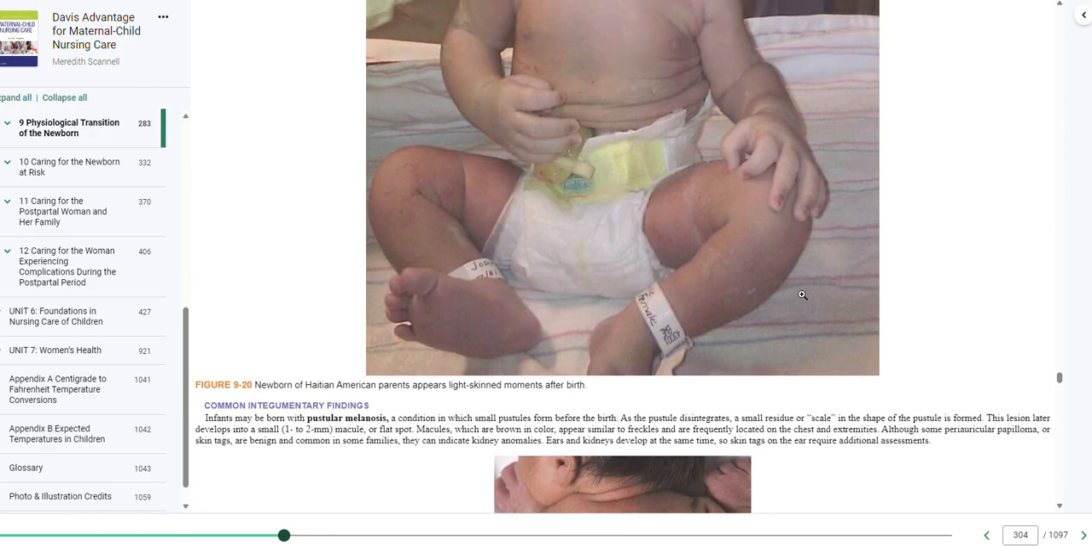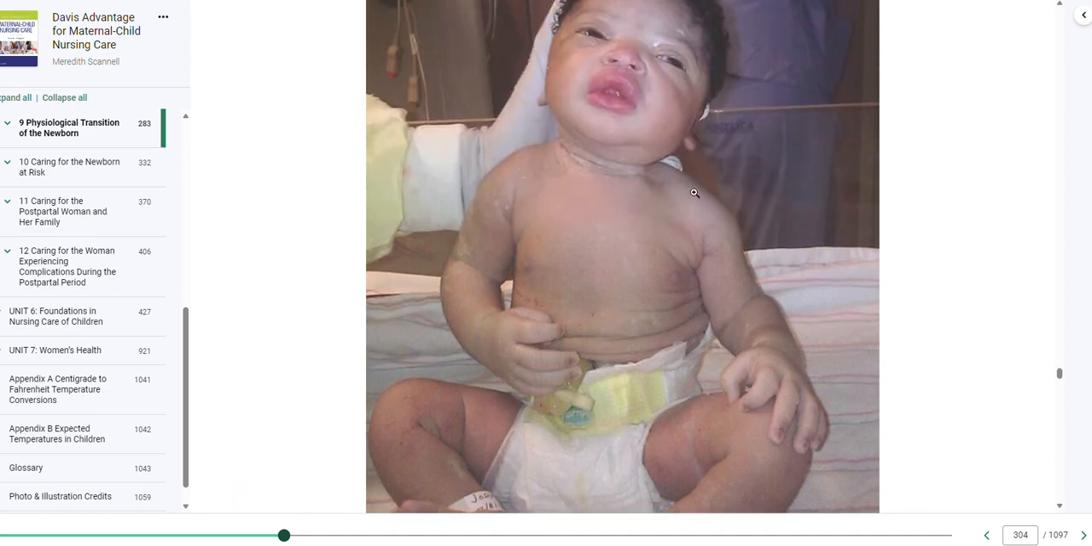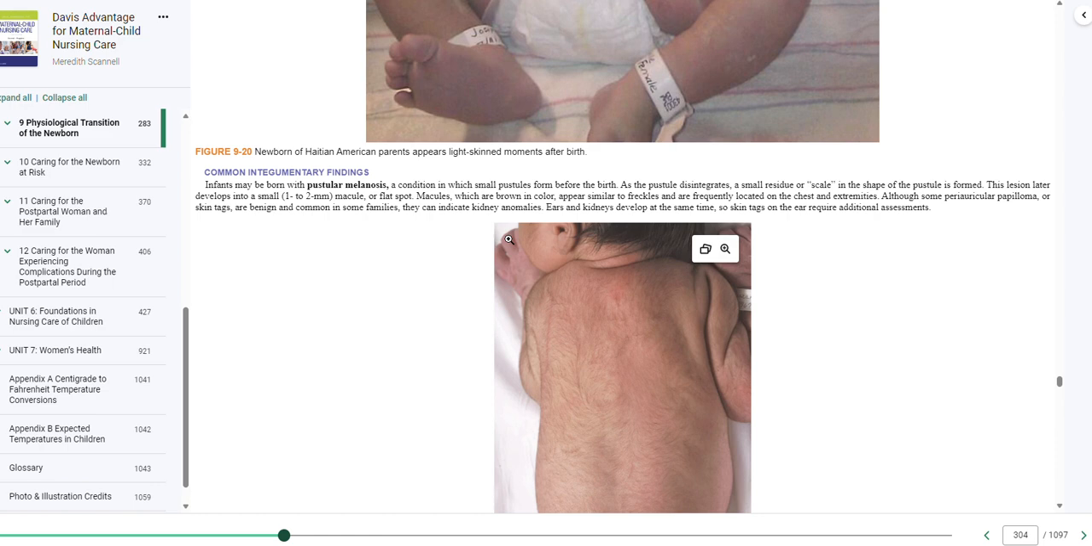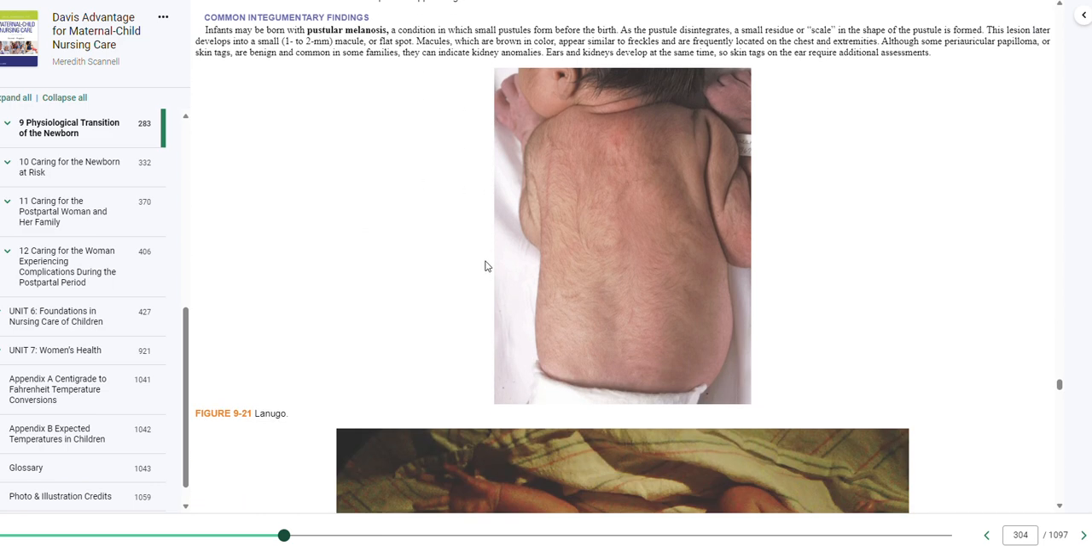All right, so a lot of cultures have infants that are born a lighter skin than what they will be. Okay? This is a Haitian baby that's light skinned. Her skin will darken as she matures in age. Alright, then we have lanugo. This is the hair on the back. When you're assessing lanugo, and of course it's on that Ballard scale, we have to assess lanugo. It's the fine hair all over the body, okay?